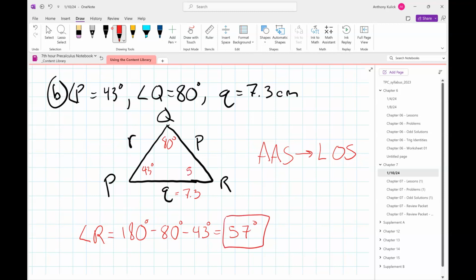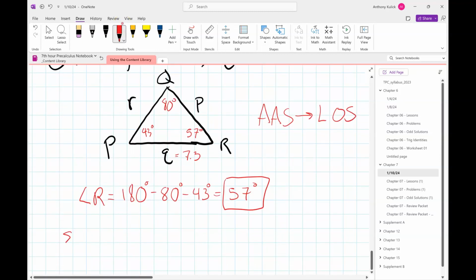Go ahead and write that answer in since I'm right here. To find the other two side lengths now, I'm going to use the law of sines. Which angle side pair should I use? Q, right? Because I know angle Q and I know side Q. Everybody see that? So that's what I'll start with. So I have sine of 80 over 7.3.